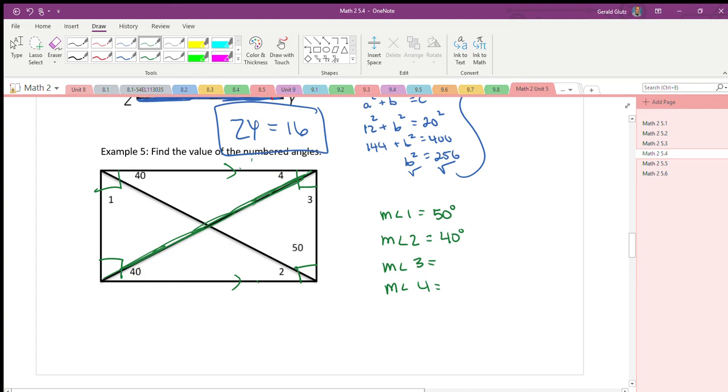If I look at angle 40 right here, angle 4 is an alternate interior angle with angle 40 because they're in between these two lines. These lines are also parallel, and they're on alternate sides, one's below, one's above. So this has to be 40 degrees as well. Then it's easy to figure out angle 3 because they have to be complementary. So angle 4 is 40 degrees, angle 3 is 50, and we are done with example 5.